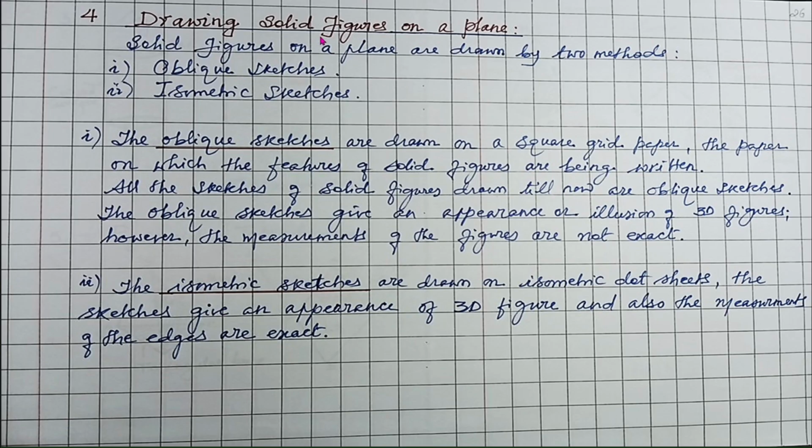Now, how to draw solid figures on a plane? See, solid figures are 3D figures, whereas a plane is a 2D figure. So now how do we draw them on a plane? There are different methods of sketching. We have the oblique sketches and the isometric sketches. Now the oblique sketches are drawn on a square grid paper. The paper which you see here is a square grid paper. This is one small square. So there are many squares here. So this is a square grid paper.